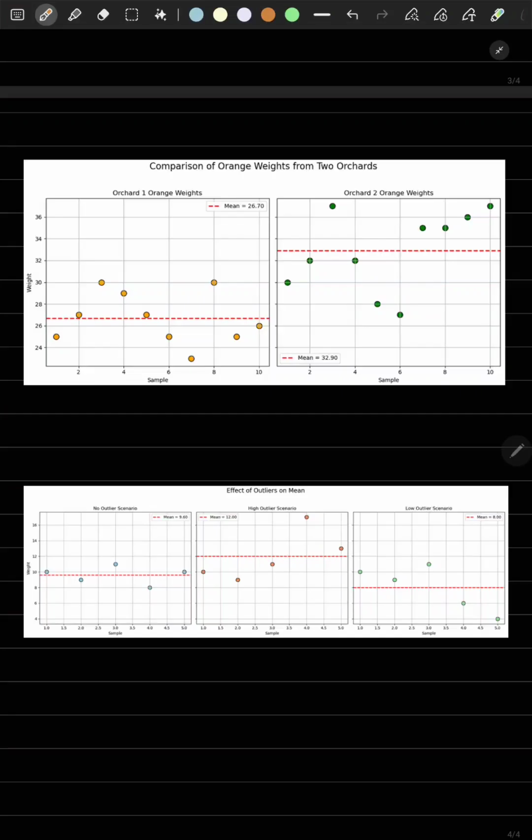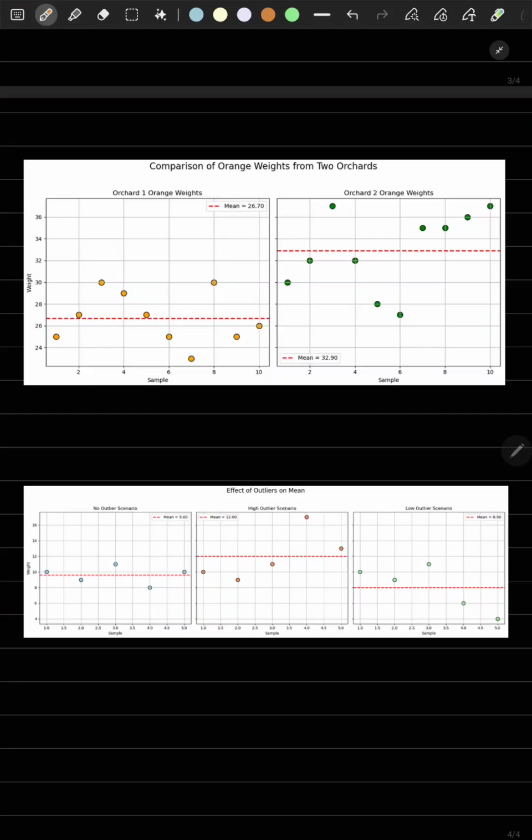And if we see the last plot, right, which is the second plot in this page, it has three subplots. The first plot is where there is no outlier in the data, right? So you can see that the red dotted line is very close to all the data points, which means that the red dotted line or the mean or the average is a fair representative of the numbers in the set.